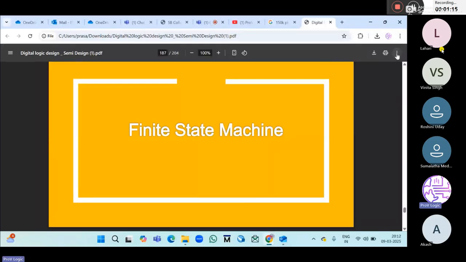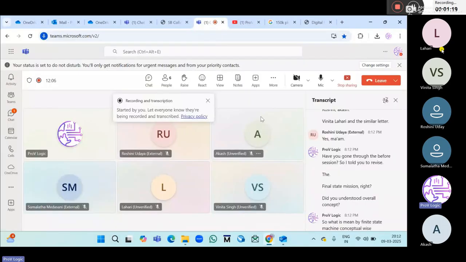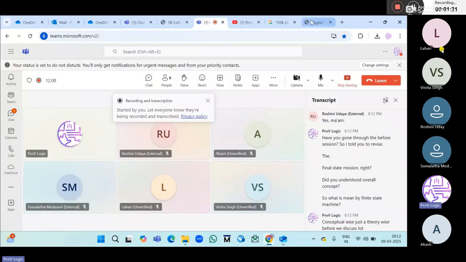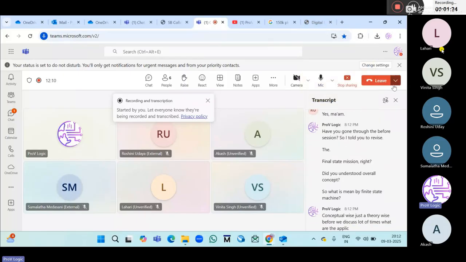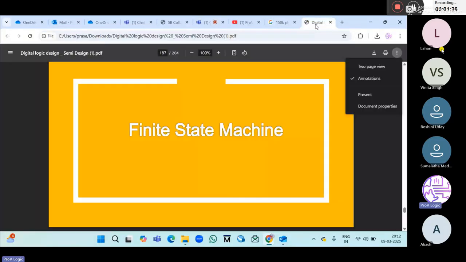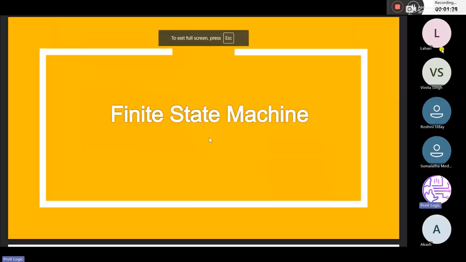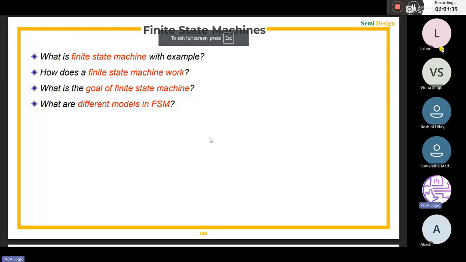So what is meant by finite state machine? Conceptually, just theory-wise, we discussed many times before what the applications are and how the FSM will work. We already discussed, right? So can you tell me what a finite state machine is, how it works, what the goal of an FSM is, and what the different models available in a finite state machine are? Quickly, fast.